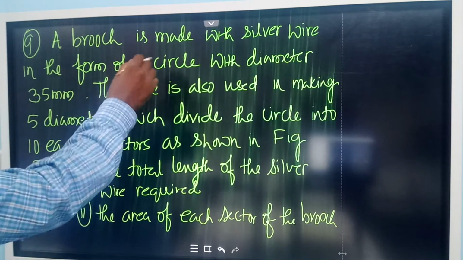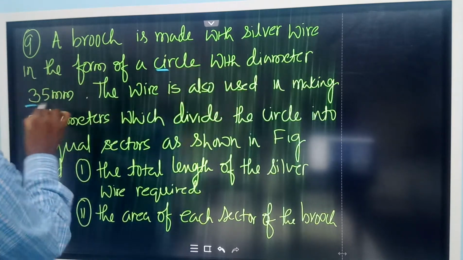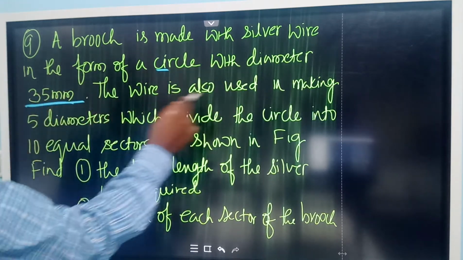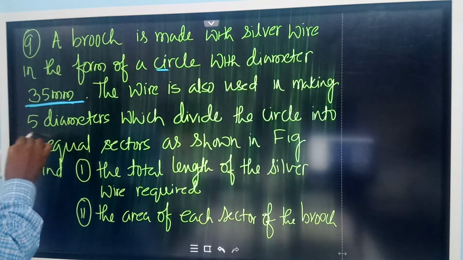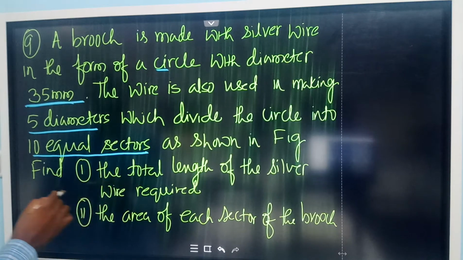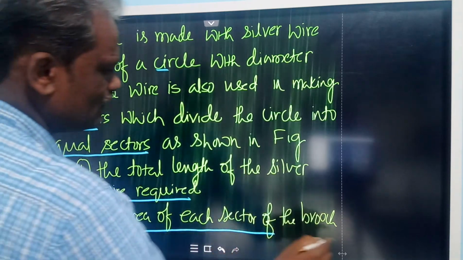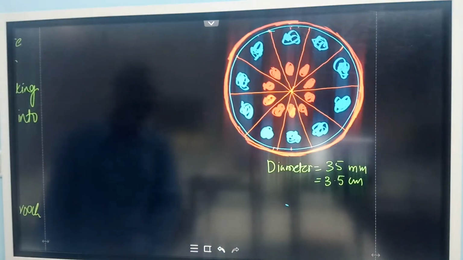A brooch is made with silver wire in the form of a circle with a diameter of 35 mm. The wire is also used in making 5 diameters which divide the circle into 10 equal sectors as shown in the figure. Find the total length of the silver wire required and the area of each sector of the brooch. Look at the diagram now.